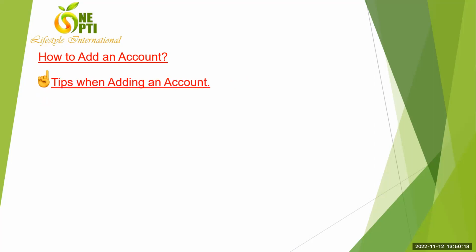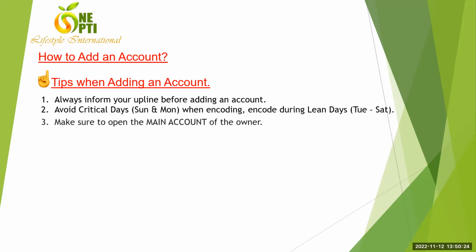So tips with adding an account, just a quick one. Always inform your upline. That's always basic. And avoid critical days. All right, this is the most important one. Whenever you add an account, make sure that you are currently logged in on that main account of the owner. So if you are the owner of the account, make sure you are logged into that particular account. Or if it's your downline's account and he wishes to add an additional account under his name, then make sure that his account is open. So he has to provide you his user ID and his password to log in to the account so you can add an additional account for him.